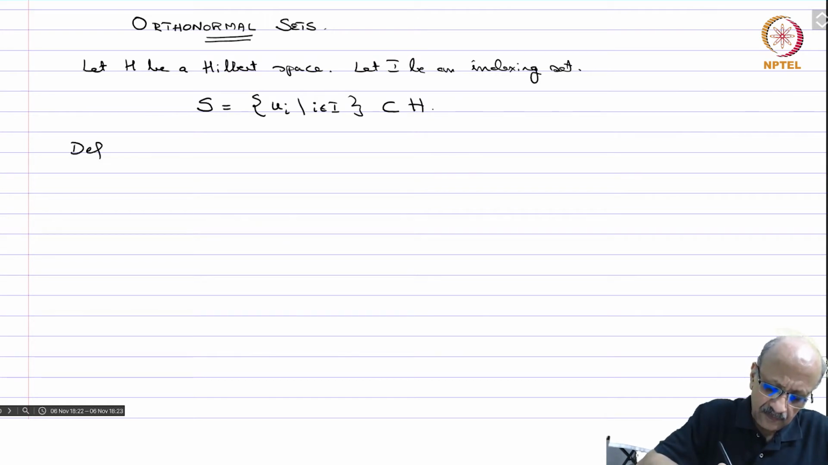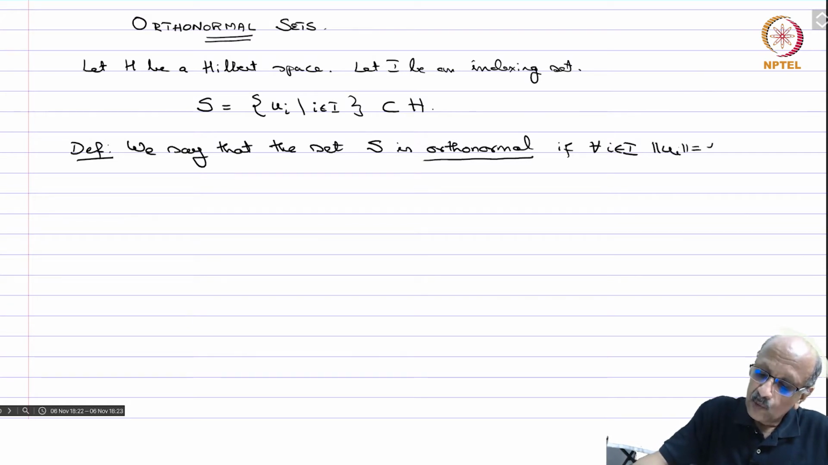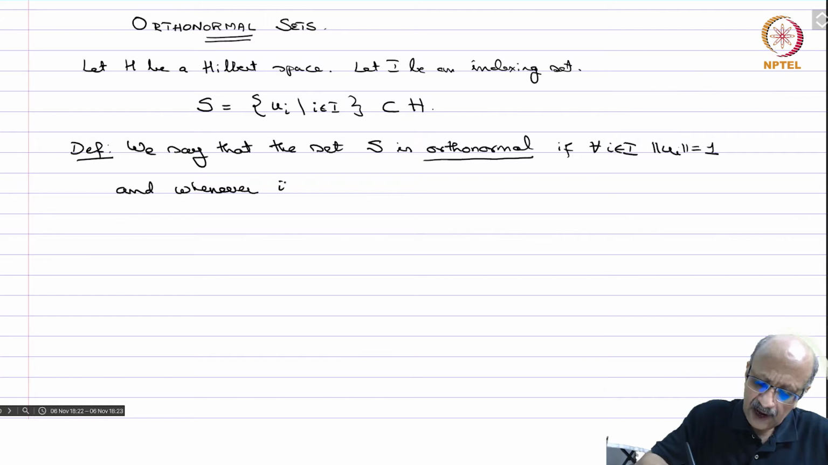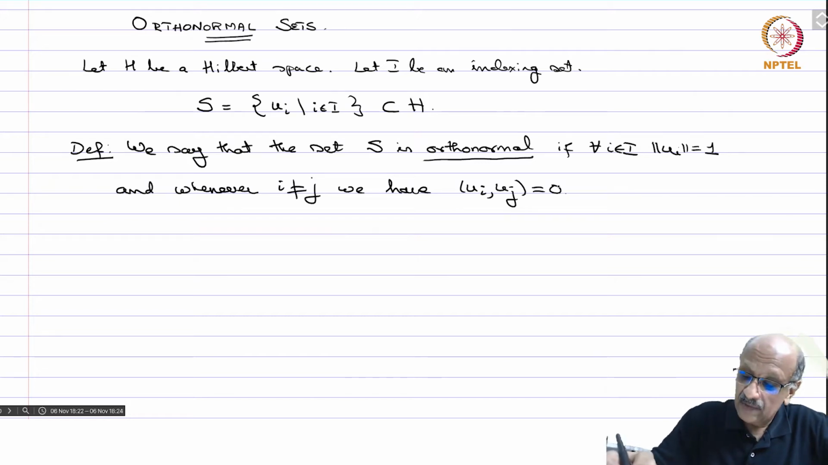Okay, so definition. We say that the set S is orthonormal if for every i in I, norm ui equal to 1. So that is the normal part. Every vector is normalized, so every vector is a unit vector, and whenever i is different from j, we have ui inner product uj equal to 0. So they are all orthogonal to each other, and they are all normalized vectors, namely they have norm equal to 1, and therefore such a set is called orthonormal.